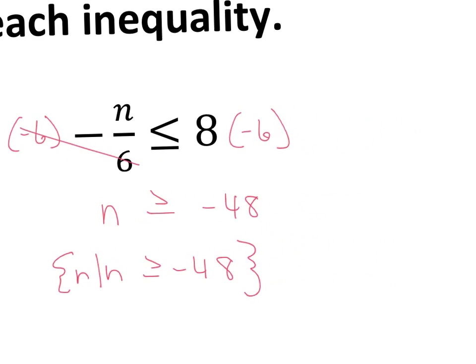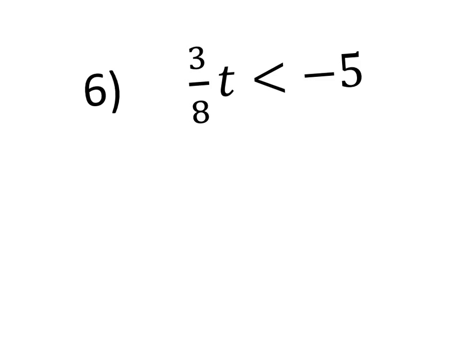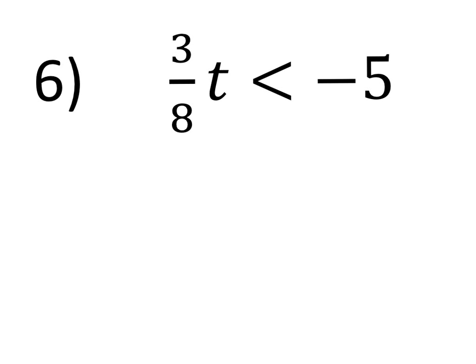Okay, all right, so now number 6. Oops, where are we at? There we are. Number 6. On this one, I'm going to multiply by the reciprocal to get the t by itself, so I'm going to multiply by 8/3 on both sides.